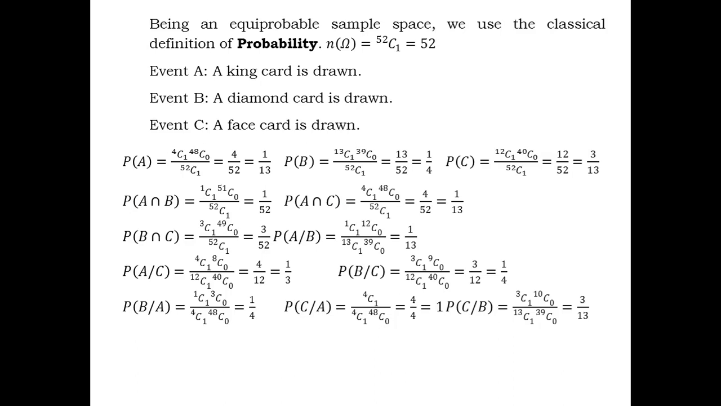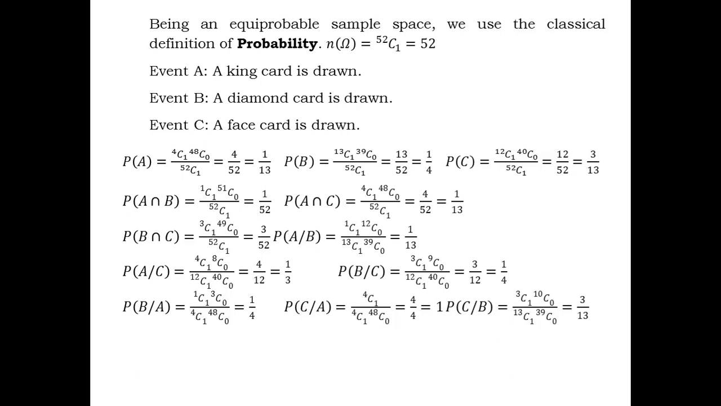Then probability of A given B. See, we are trying to understand the concept of conditional probability here. Event B is already happening, so the card is a diamond. So in the denominator there is 13. And what is the probability that among these 13 diamond cards, the card drawn is a king? So it is 1 by 13. Then probability of A given C: a card drawn is a face card, that is out of 12, 4 kings, so 4 by 12 is the probability. Probability of B given C: I have drawn a card, it is a face card, so 12 in the denominator. And what is the probability that it is a diamond? Out of 12, there are 3 diamonds, so 1 by 4.